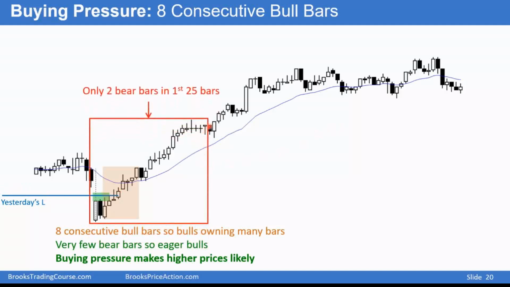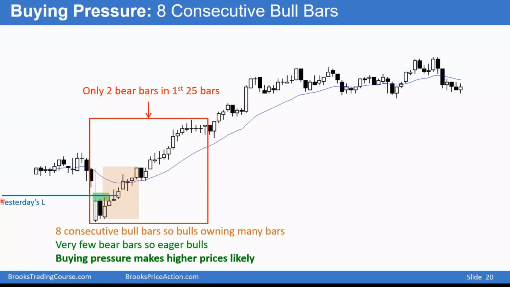And look at this. This is the first 25 bars of the day. One thing you'll notice is there are only 2 bear bars in the first 25 bars of the day. That is a sign of very strong buying. Some of these bars were bear bars until the final seconds. The bulls got the close of the bar back up to the open. So only twice in 25 bars were the bears able to create bear closes. Very strong buying. Bears are not making money.